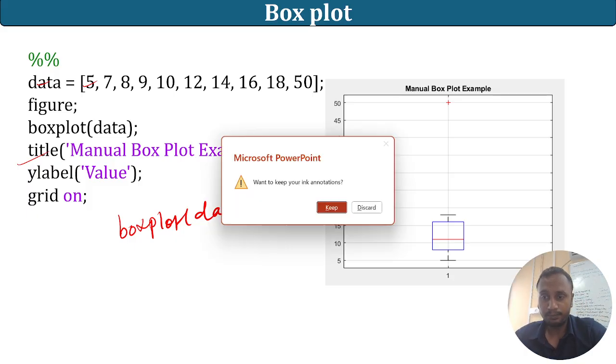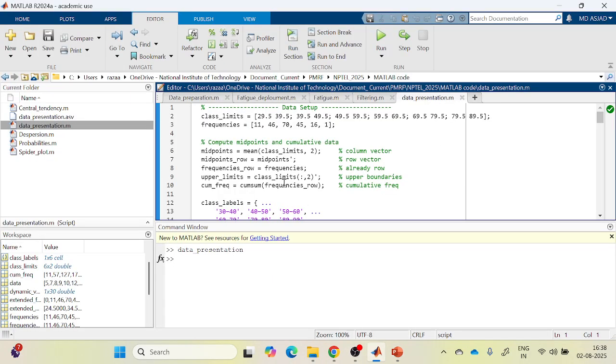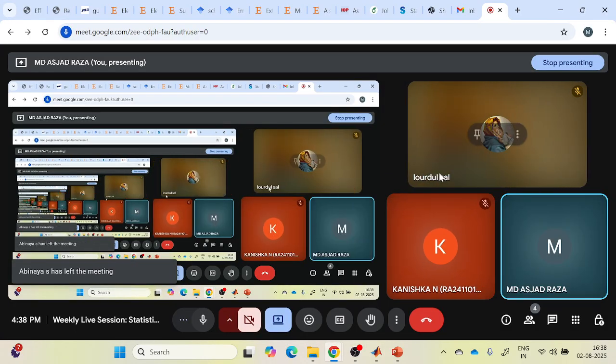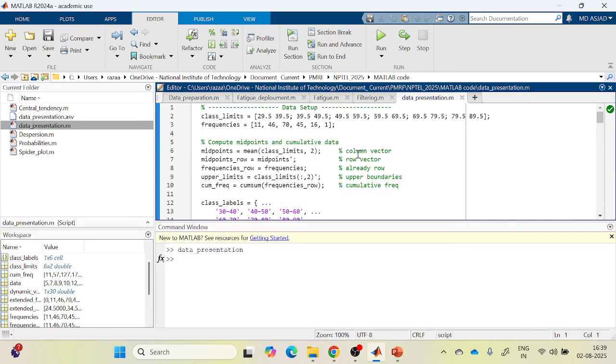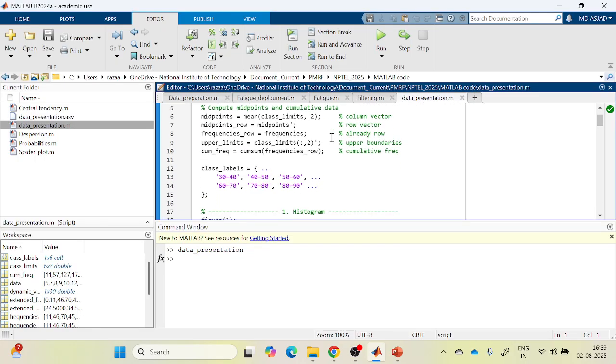That is the MATLAB code for this, drawn till here. I have taken some values, let's say for a class limit. For a class limit, we have some values, and based upon those values we also know the frequencies. So to draw the histogram, we should know the frequencies and the upper limit and all.